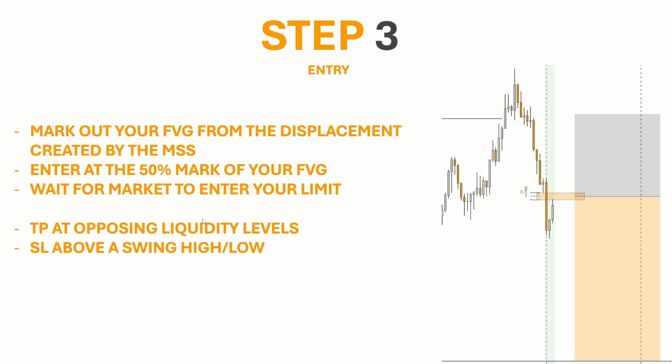So for TP, you want to aim for opposing liquidity levels, equal lows. I've went through it on the other slide, so if you guys just want to go back, check your key liquidity levels and see what is available for your scenario in the market.